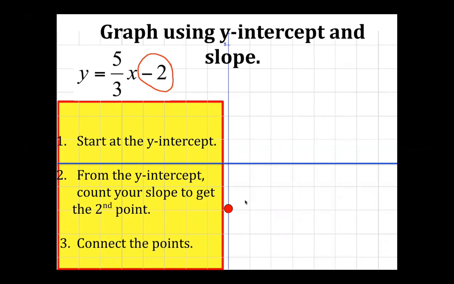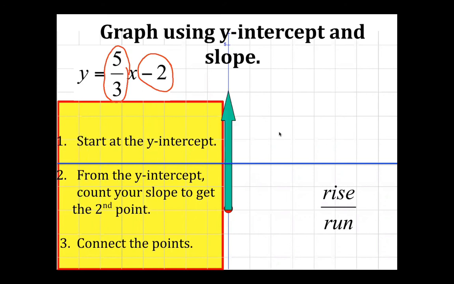Now from the y-intercept, you're going to count your slope to get to the second point. In this case, our slope is 5/3. So now recall that slope is rise over run. So your vertical change is going to be 5. Since your slope is positive, you're just going to go ahead and count up 5 units. Now that you've counted up your rise, go ahead and count your horizontal change or your run, which is 3 units. Now that you've counted your slope, go ahead and plot your point right there.